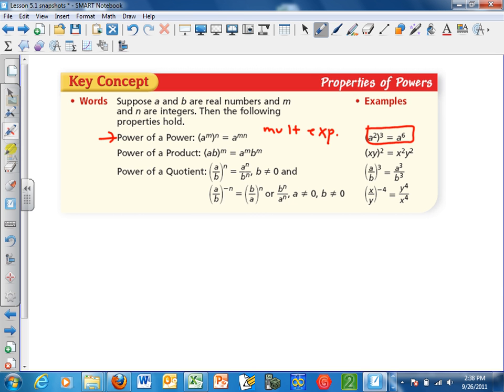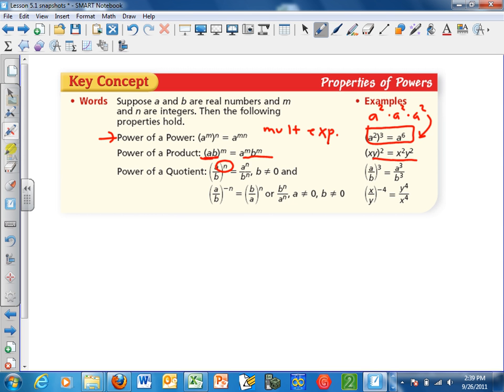Okay, really that comes from the product rule, in that I'm going to take a to the second and multiply it by itself 3 times, which leads you to a to the sixth. But the shortcut is you just multiply exponents. If you have more than one variable inside, you take both the variables to that, and that's what they're doing right here.